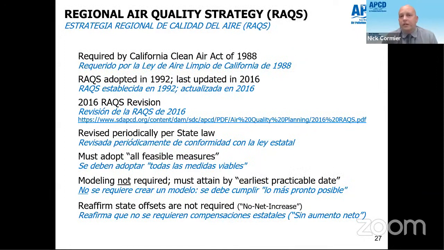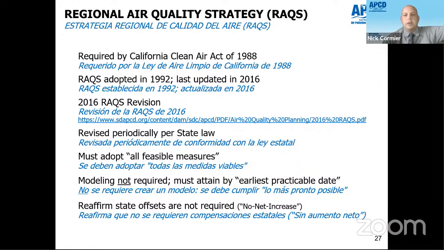Because the region is non-attainment for state ozone standards, the region is required to prepare a plan for those standards. This plan, known locally as the RAQS, was initially adopted in 1992 and last updated in 2016. It has been updated periodically pursuant to state law as new measures become technologically feasible, improve air quality, or protect public health.